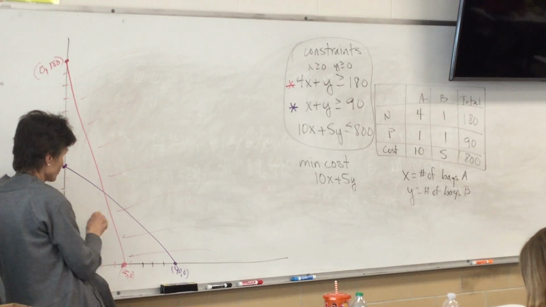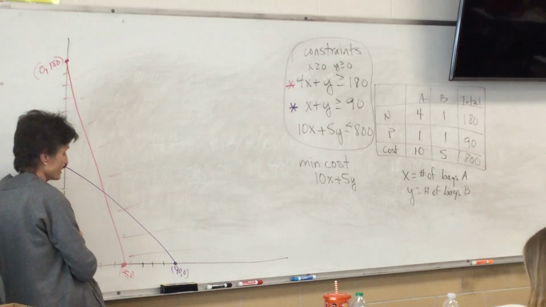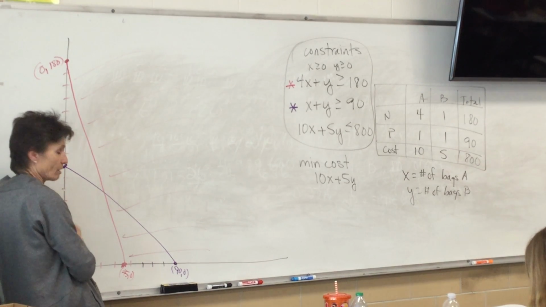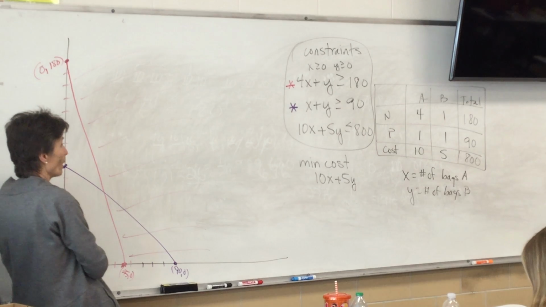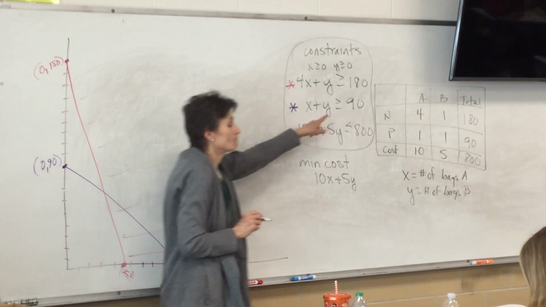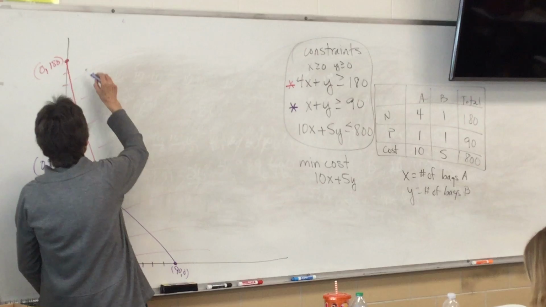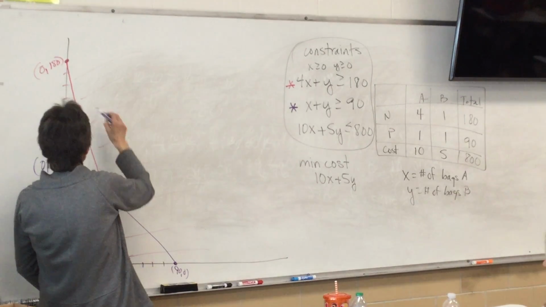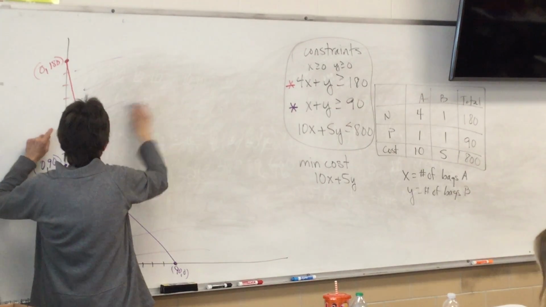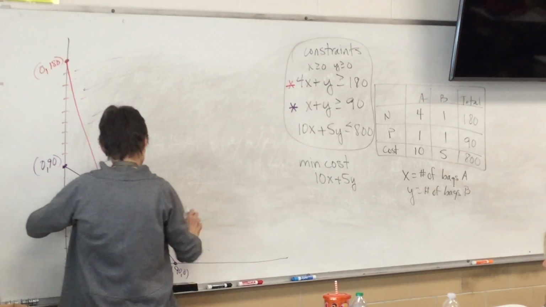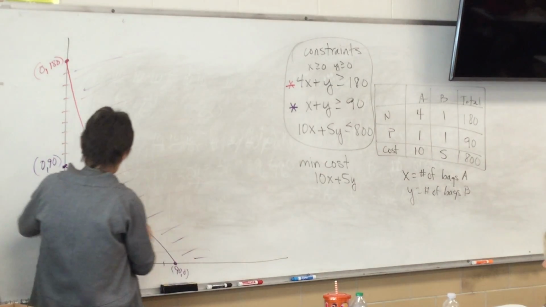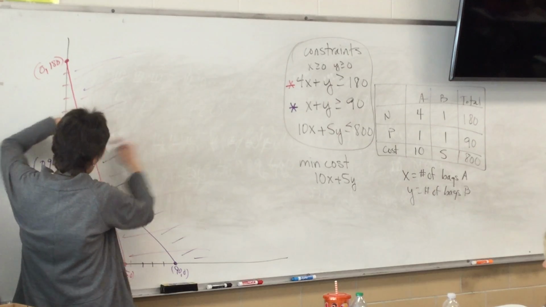I am not a good straight line drawer. Those are straight lines. They're not supposed to be curved like mine are. And where is that one shaded? Above. Also above. So now I'm above the red and above the purple. So I'm looking at this part right here. Do you agree?